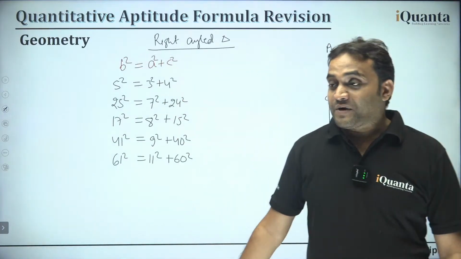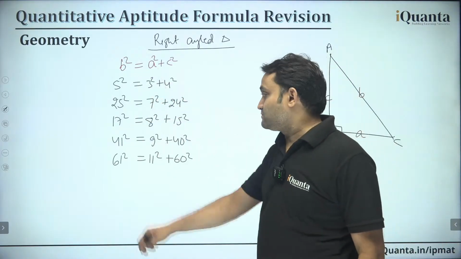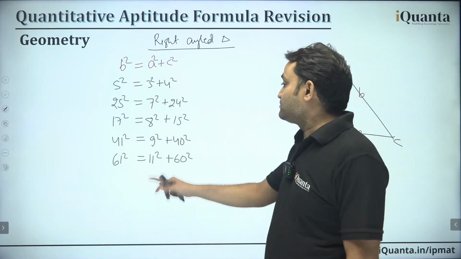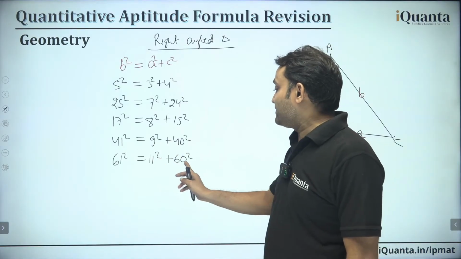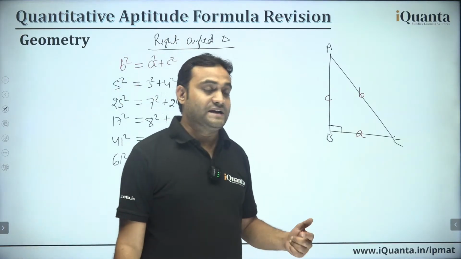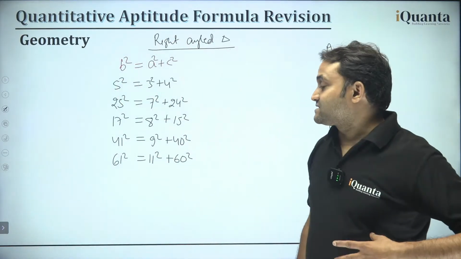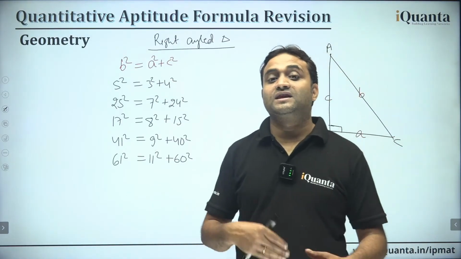So these are the Pythagoras triplets that you should be aware of. The side lengths 3, 4, 5, 7, 24, 25, 8, 15, 17, 9, 40, 41, 11, 60, 61. All of these are Pythagoras triplets. In any right angle triangle, if it says that side lengths are integers and one of those values is given, you can find the rest of the two values.